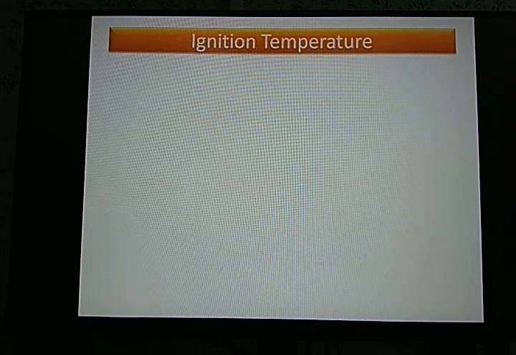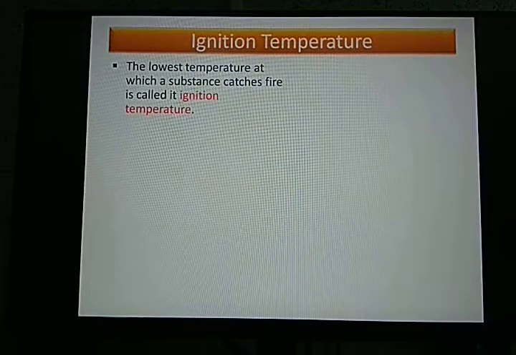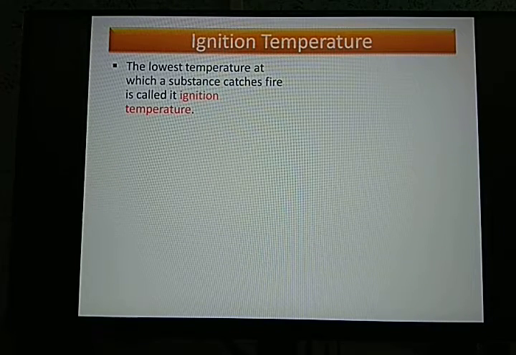So what is ignition temperature? Let us see. The lowest temperature at which a substance catches fire is called ignition temperature. So it is the minimum temperature required by any substance to catch fire. Say, for example, if we strike a matchstick, or if we try to burn a piece of wood, do these two phenomena occur at the same time? No, because both of them have different ignition temperatures.